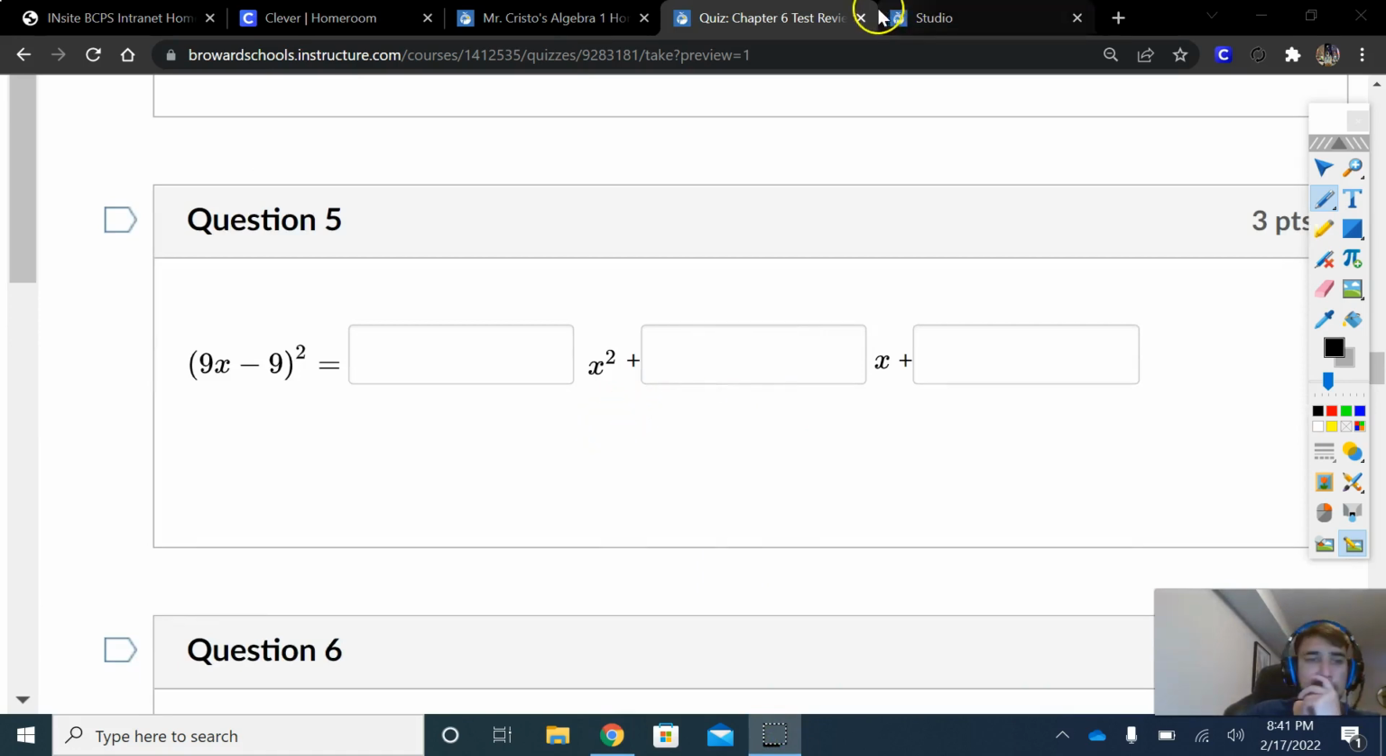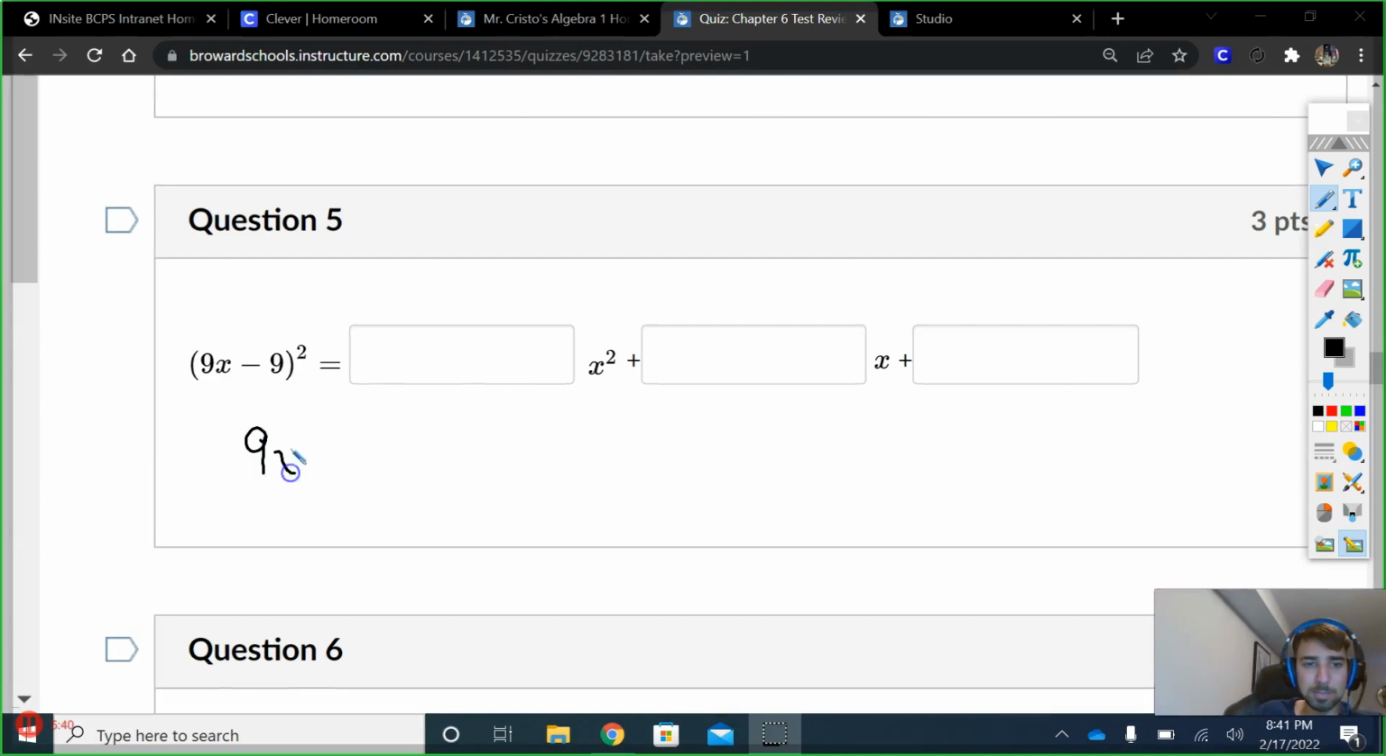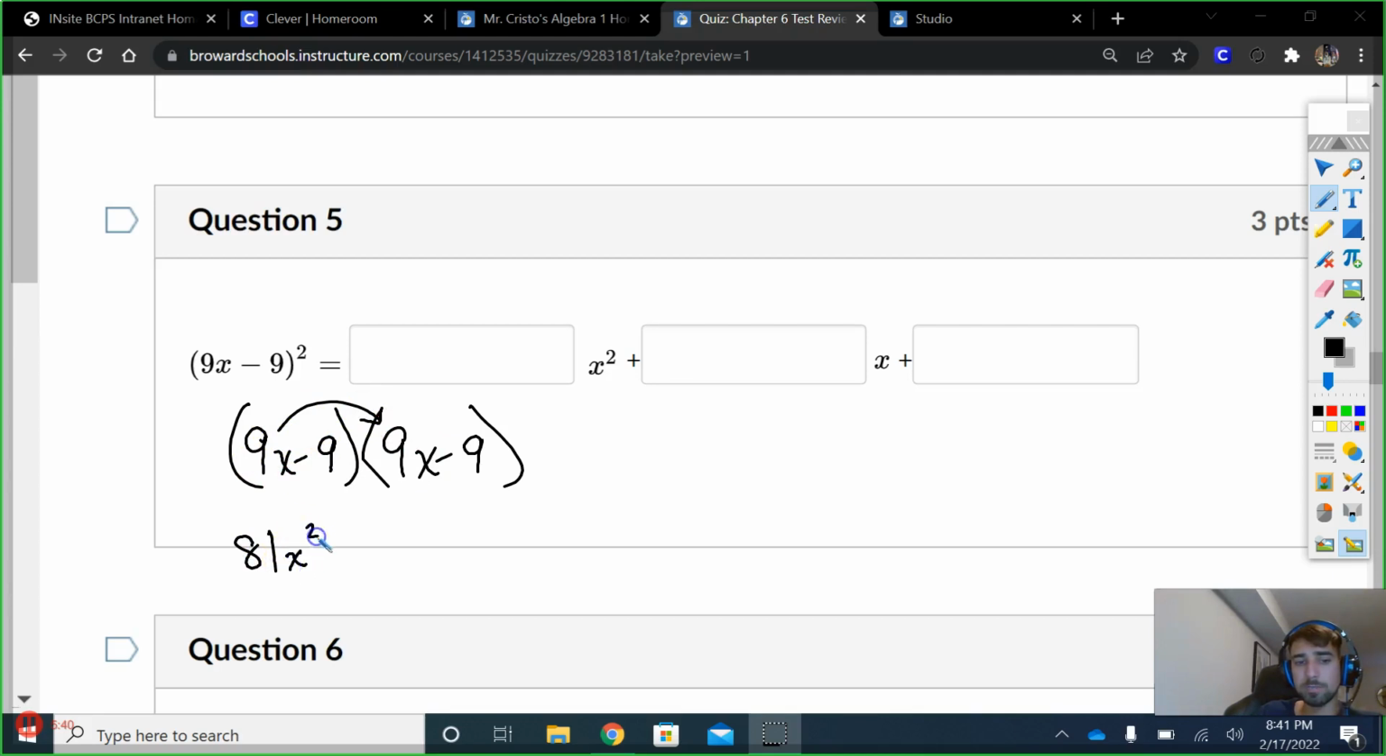Well, I got 9x minus 9 to the second power, which is like the same thing as saying 9x minus 9 times 9x minus 9. I got to foil that, which is going to be 9x times 9x, which is 81. X times x is going to give you x squared. 9x times negative 9 is going to give you negative 81x. And then negative 9 times 9x is going to give you negative 81x again. Negative 9 times negative 9 is going to give you positive 81.